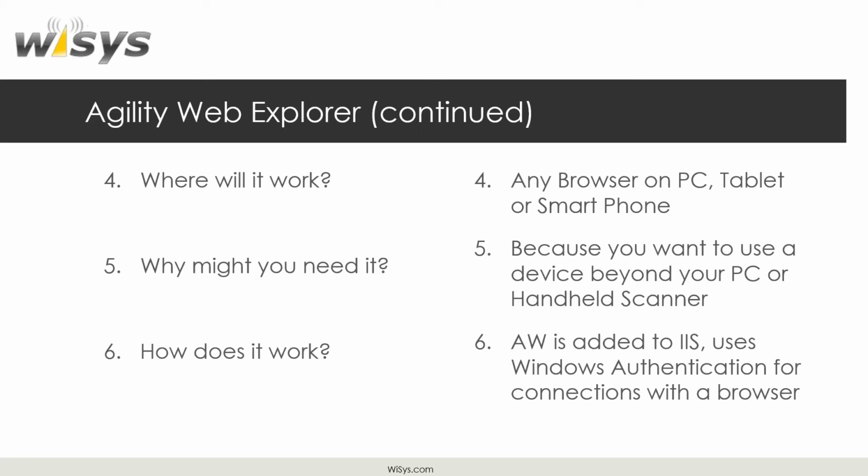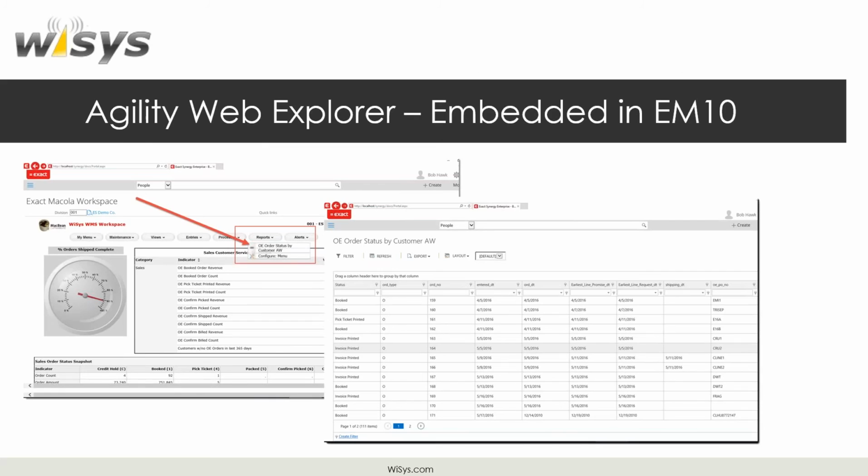And how does it work? The Agility Web application is designed to work inside of IIS. You load an application into your IIS, it uses Windows authentication, and that's how you make your browser connection. I've got a screenshot here, and I'll get into it a little bit more in a minute, but this is Macola 10, and just as we have embedded our existing desktop application in Macola, you can now plug in this browser application right into a Macola 10 screen and just drop a component right in.